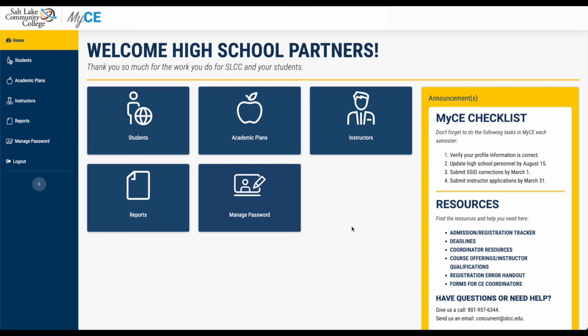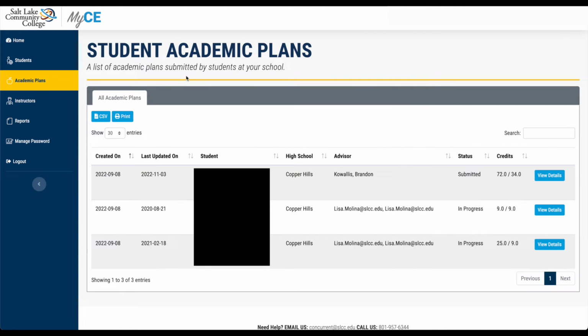In this video, I'm going to walk through how you review academic plans that have been submitted to you through MyCE by one of your students. If you receive an automated email indicating that your student has completed an academic plan, you'll log into your MyCE account and then go into the academic plans section right here, or you can get to it over here on the left-hand navigation. So you'll click on that and you'll see a list of the academic plans that have been submitted, as well as their status, whether they've been submitted, in progress, or if they've been approved.